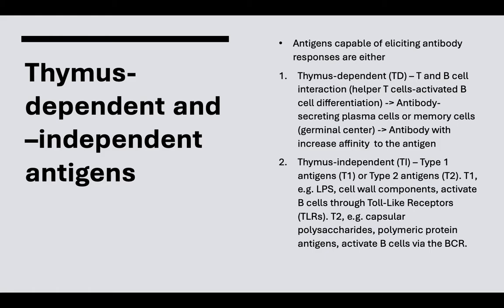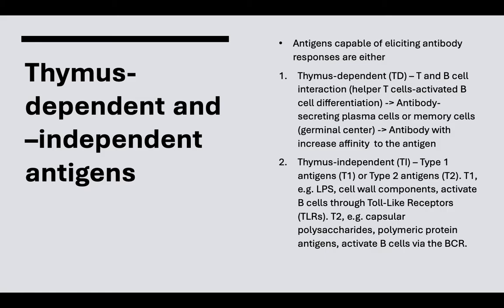They activate B cells via toll-like receptors, or TLRs. On the other hand, the second subset of thymus-independent antigens, the T2 type, include capsular polysaccharides and polymeric proteins, and they activate B cells directly via binding with the B cell receptor. So that is the difference between T1 and T2. T1 activates B cells via TLRs, while T2 binds B cells at the BCR, therefore activating them.